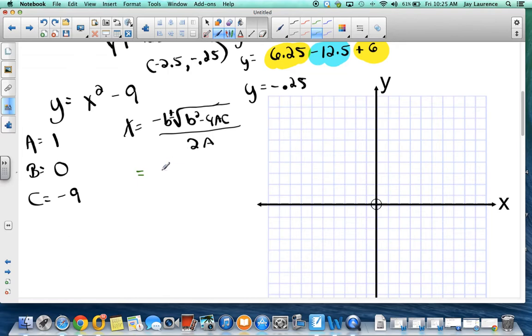So first thing I'm going to do is the discriminant, because that'll tell me how many solutions there are, b squared minus 4ac.